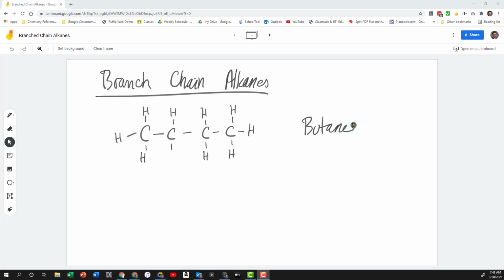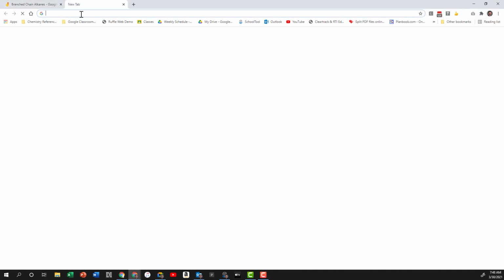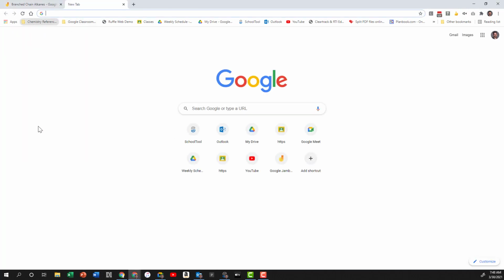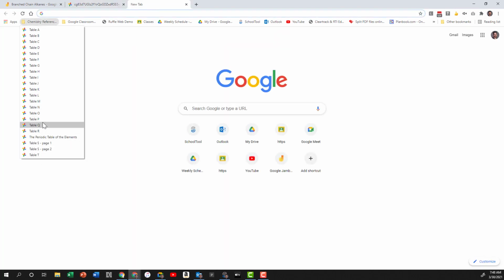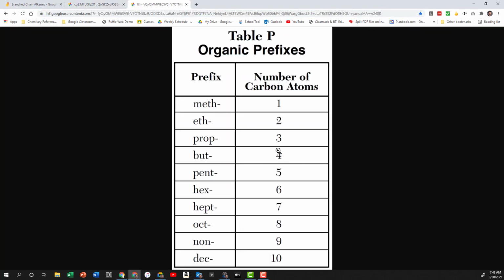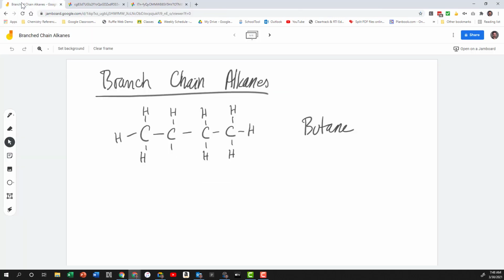Okay, so this right here is what we call butane, right? Because you have four. Look at our reference tables, reference table Q and reference table P. We have four carbon atoms in this, and so that's a butane, if I just had it like that. Now, a branch, if you have a branch off of this, it would be like putting a carbon off of one of those main spots, okay?